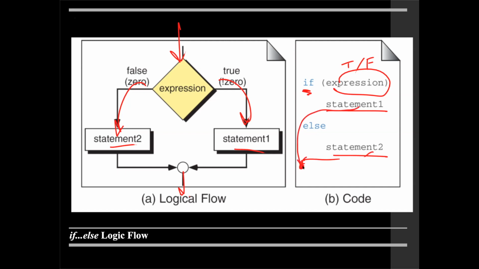It converges at this point. Let's say statement two is line 20, so your convergence will be line 21. Let's say statement one is line 10. I just made those numbers up, but you can see where we are. The if statement, where this expression is, let's say is line 9. So you can see where we are. This is the actual code, and this is the logical flow in its visual representation.